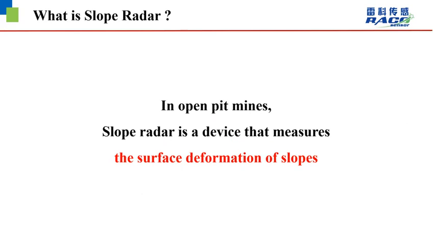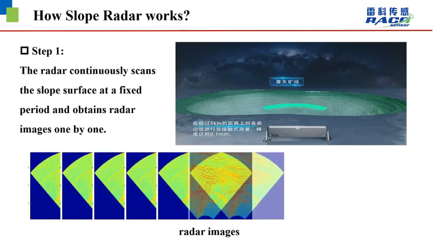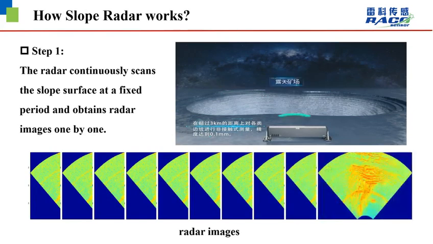Okay, the first question is, what is slope radar? In open pit mines, slope radar is a device that measures the surface deformation of slopes. How does slope radar work? Generally, the slope radar working process is divided into 5 steps. Step 1. The radar continuously scans the slope surface at a fixed period and obtains radar images one by one.